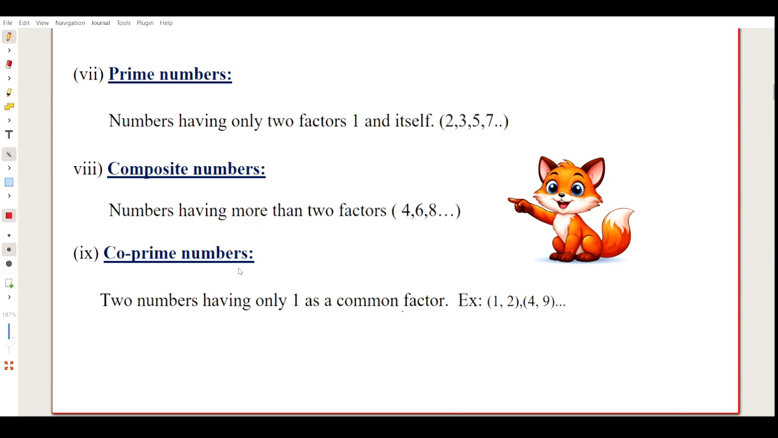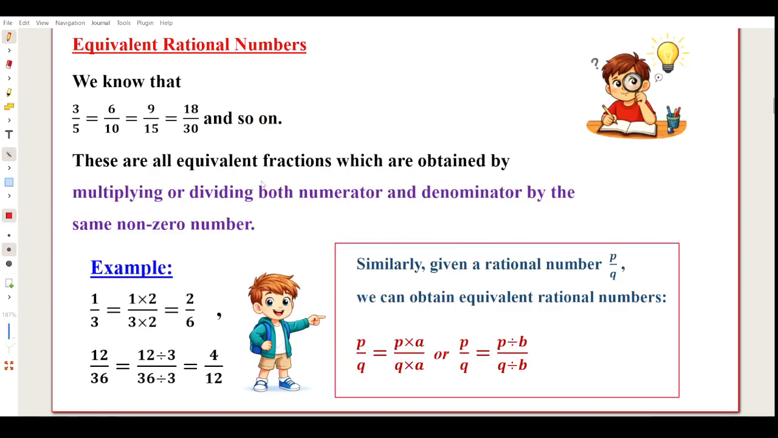Next, co-prime numbers. Two numbers having only one as a common factor, one as a common factor for both, are called co-prime numbers. For example, 1 comma 2. The common factor for 1 and 2 is 1. The common factor for 4 and 9 is 1. So these types of numbers are called co-prime numbers.